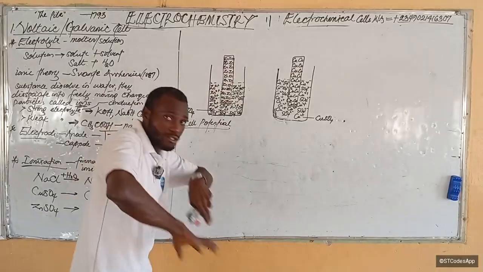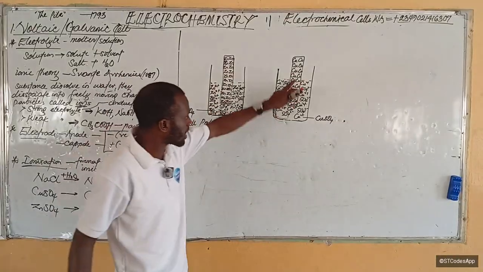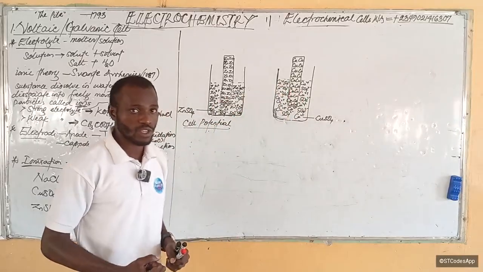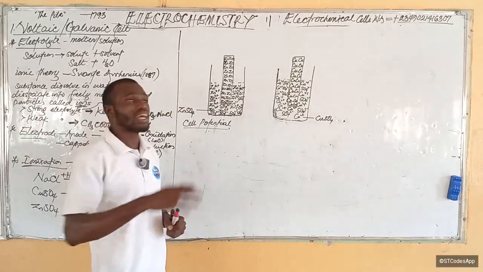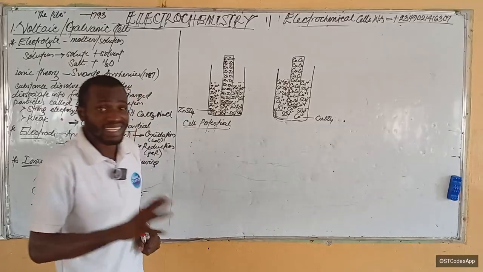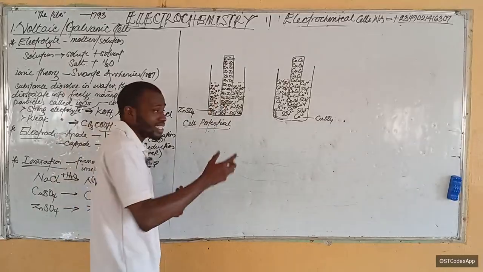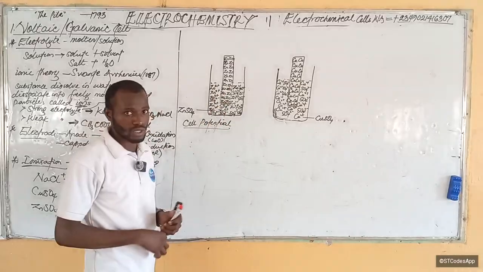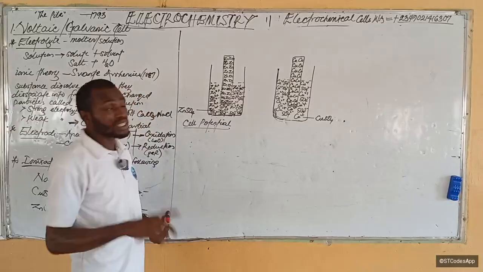These guys are pushing electrons, they want to enter here. The same way these guys are pushing electrons, they want to enter the solution. These guys are pulling electrons into them. So once that equilibrium is set up, that is when cell potential is measurable. So these guys already want to draw electrons out, and these guys want to push electrons out. Is that okay?